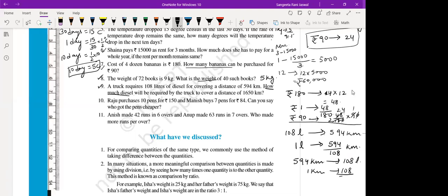108 by 594. This much liters. And how many kilometers? 1,650 kilometers. The truck will need 108 by 594 into 1650. Okay, ma'am. Whatever you have to find out, just keep the other thing this side. Then it becomes easy.